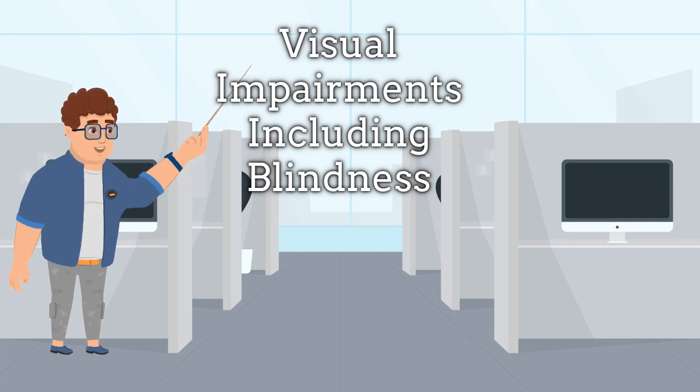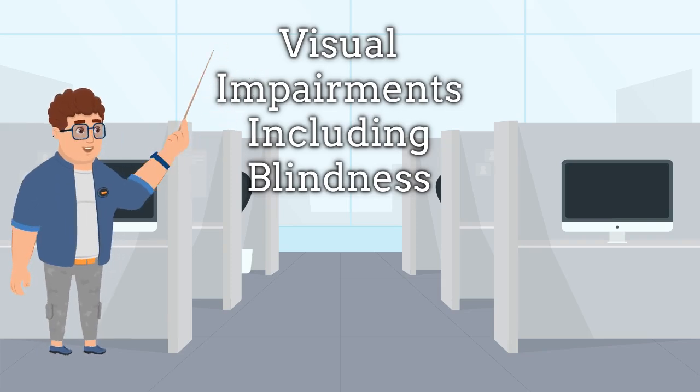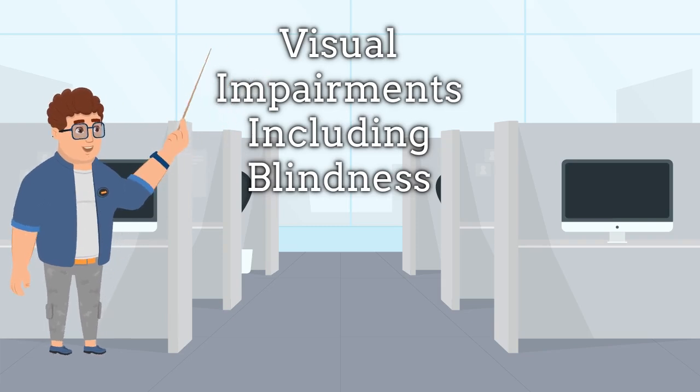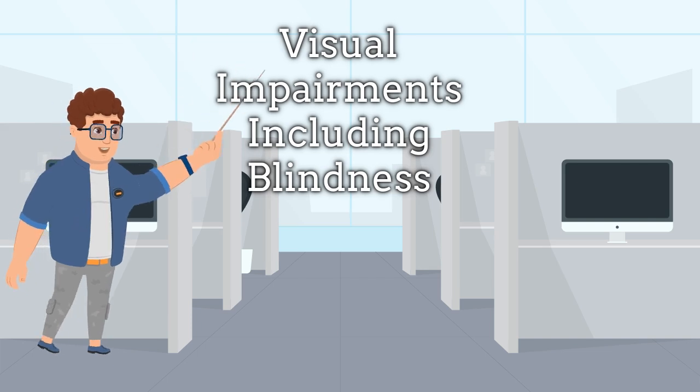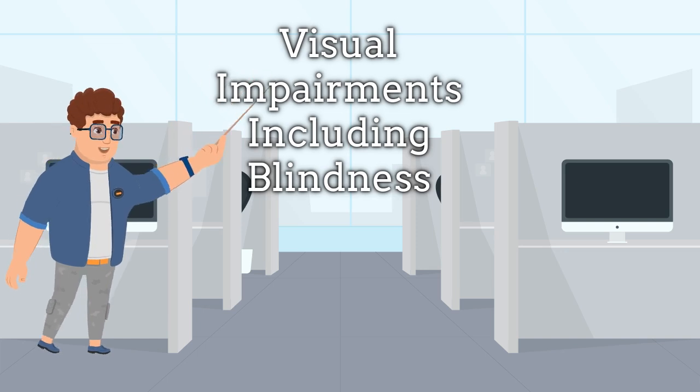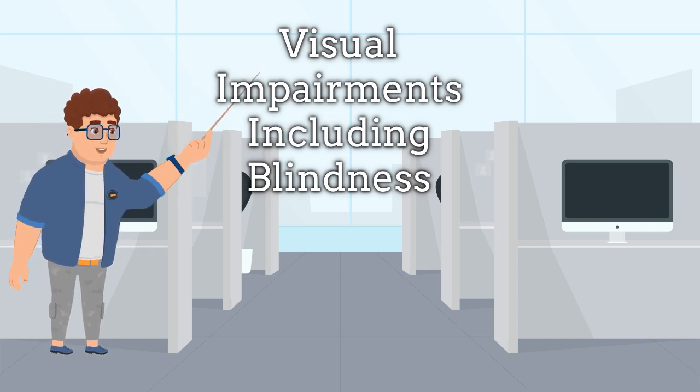Hello, everyone. Today we're going to be talking about visual impairments, including blindness. We'll have some definitions for you as well as examples. We'll also talk about how we as teachers can make a learning environment that is inclusive for everyone and try to best fit people with vision impairments and blindness.